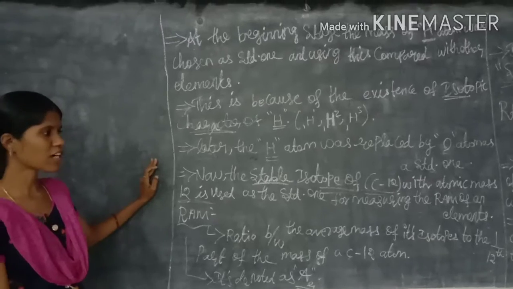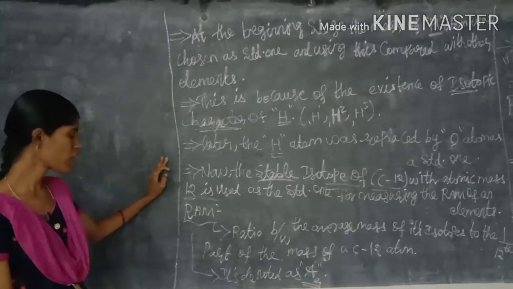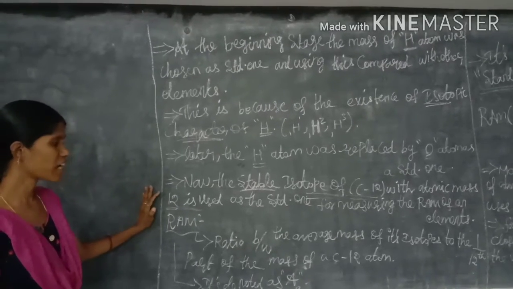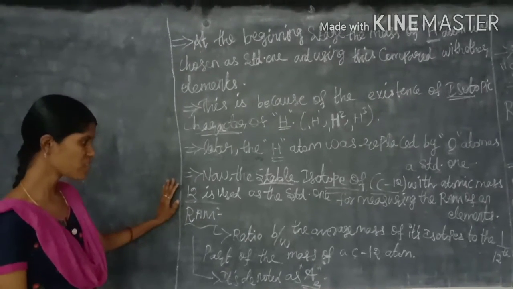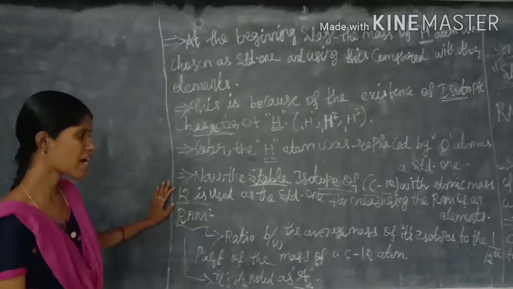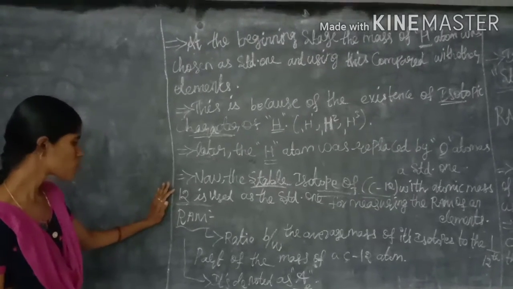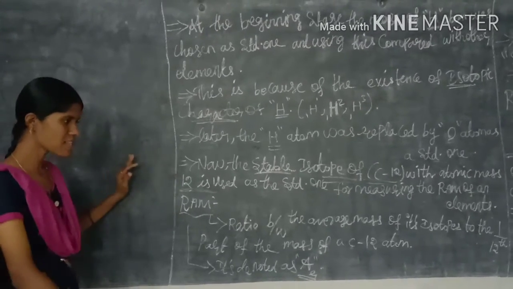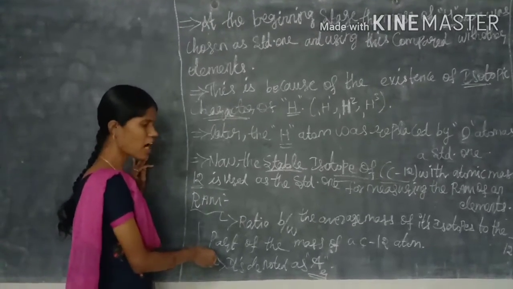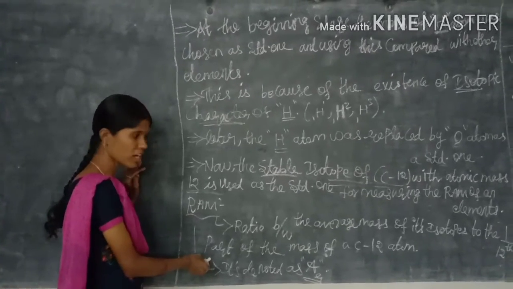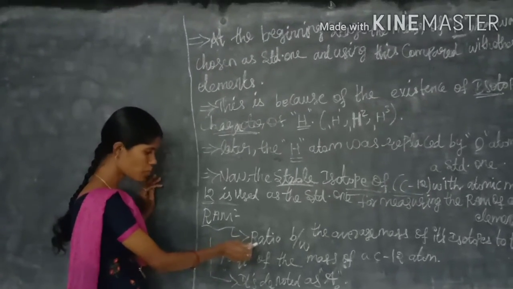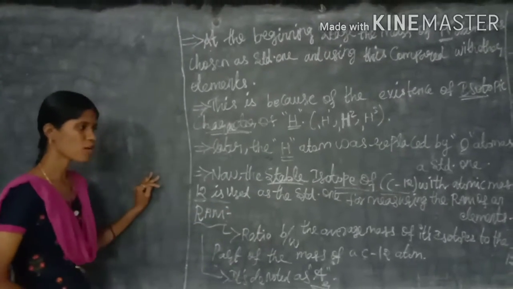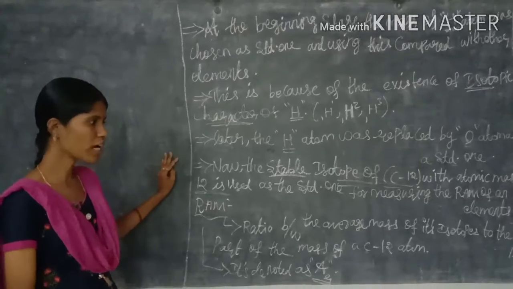The definition of the RAM is the ratio between the average mass of its isotopes and the 1/12th part of the mass of a carbon-12 atom, because nowadays we are using carbon-12 as the standard atom. This applies to an individual atom.